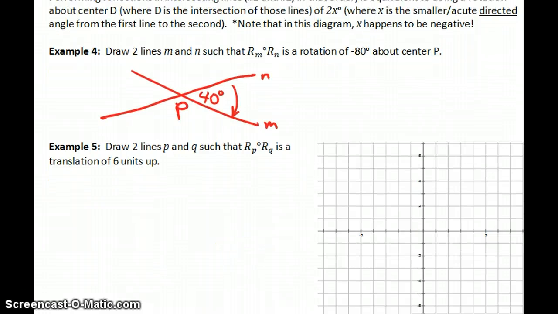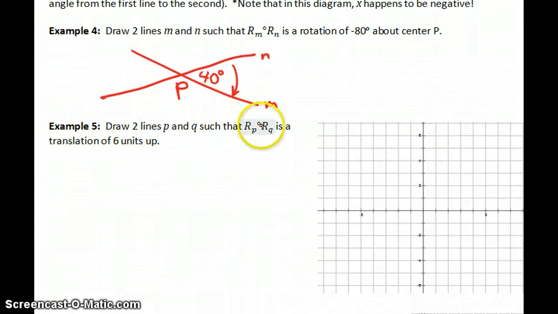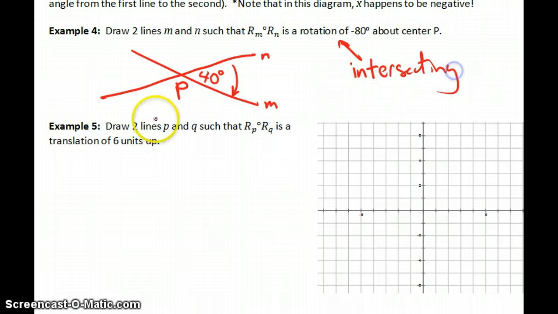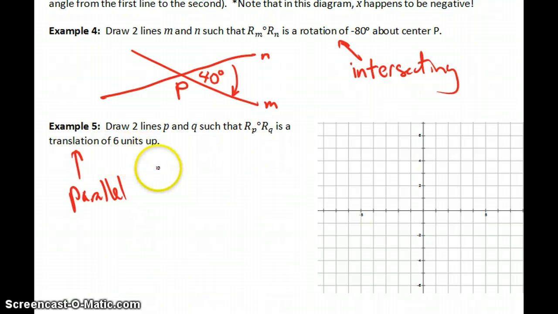Great. And then on the coordinate plane, draw two lines such that if I reflect over Q and then reflect over P, I'm going to get a translation. So if that's true, of course, I'm going to need parallel lines. I guess I could mark this here. As soon as it said rotation, I knew they needed to be intersecting. As soon as it said translation, I know they have to be parallel. Two parallel reflections, of course, are going to make a translation. And the translation they make is going to be double as far apart as the lines are.